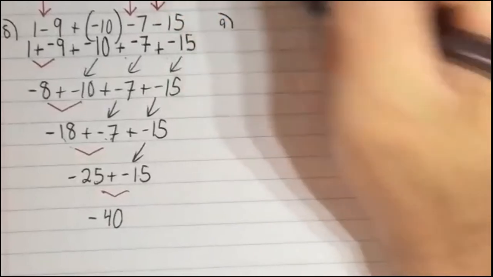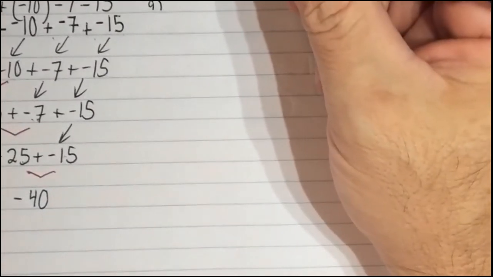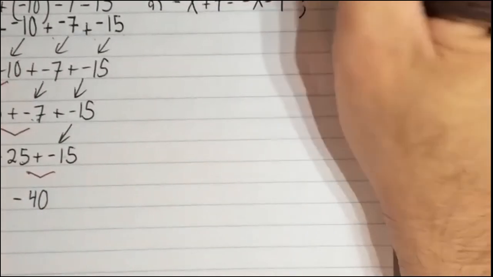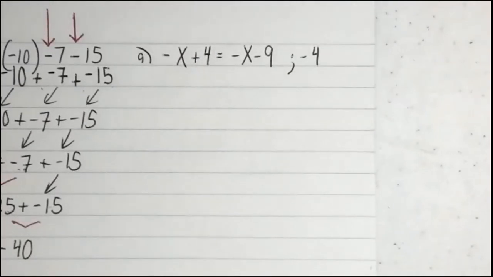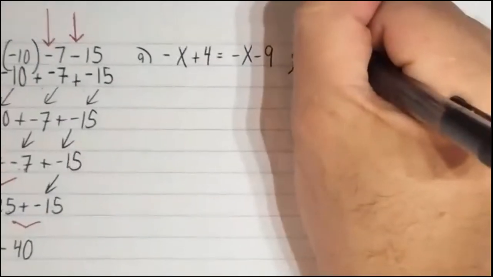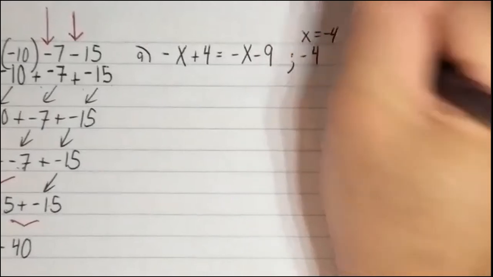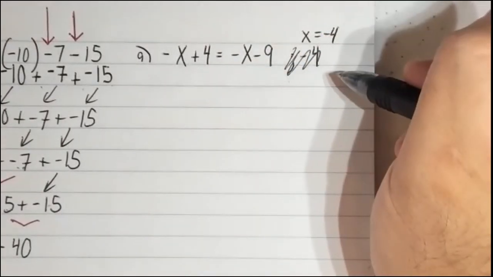Our last example here is 1.6. You have negative x plus 4 equals negative x minus 9. You see this little semicolon, and then you'll see the negative 4 off to the side. Basically what they're telling you is x is negative 4. That's all that you really need to know about that.